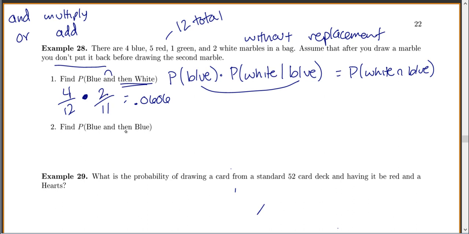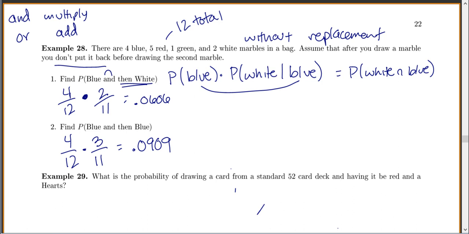Now number 2, let's find the probability of blue and then blue. So to get a blue would be 4 out of 12. Then I want another blue one. But I've already taken 1 blue one out, so how many blues are left? Only 3 blue and only 11 marbles. So 0.0909.